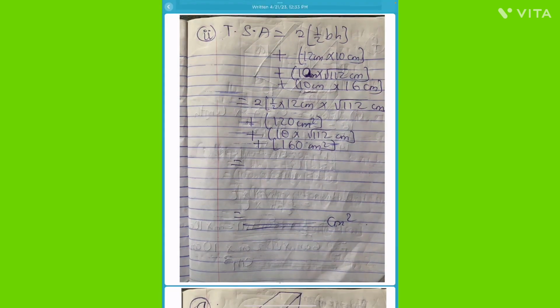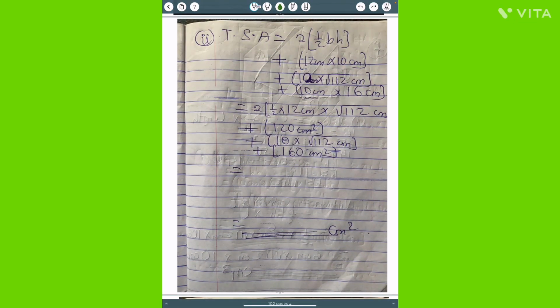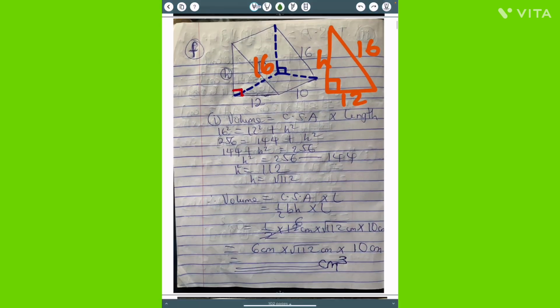Then there's a side that is 12 by 10. This is the side, 12 by 10. That's the base on which the solid is sitting. This side is 12, this side is 10. So that's a rectangle. I'll find that area.